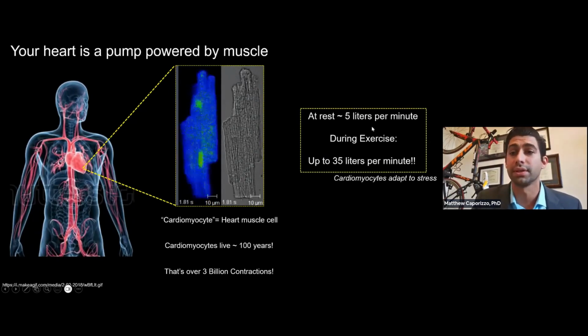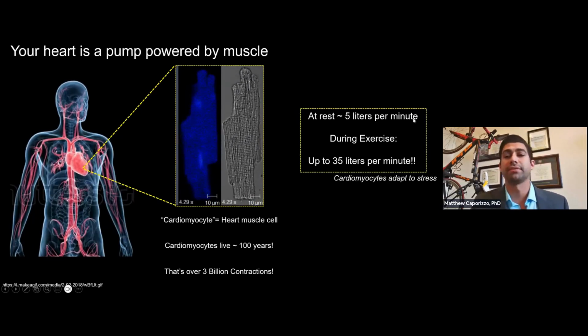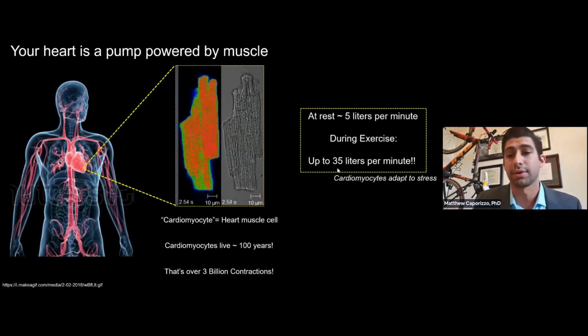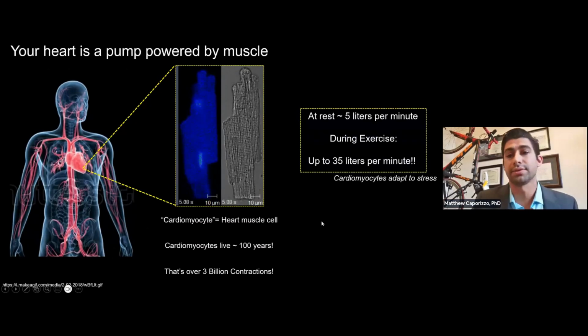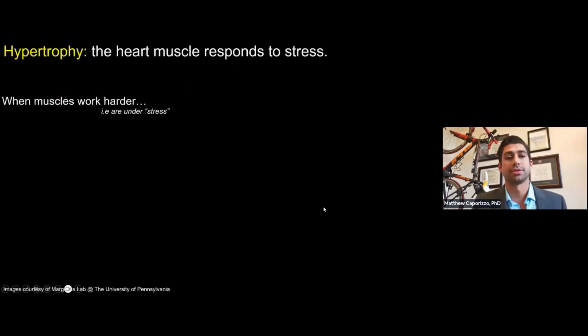So hopefully we're all sitting here at rest. Our hearts are pumping about 5 liters a minute, but a trained athlete during exercise can pump up to 35 liters a minute. So this is a huge change that can occur in a short period of time. And it's these cells that are responsible for this adaptation to stress.